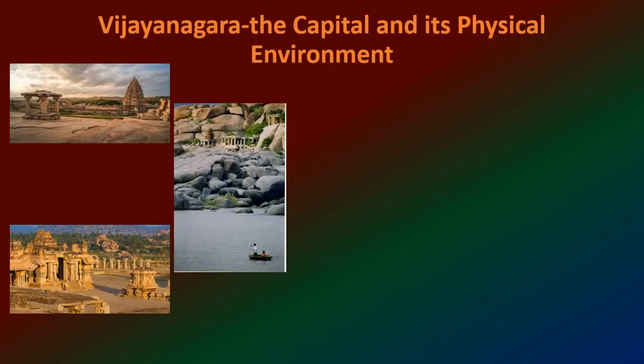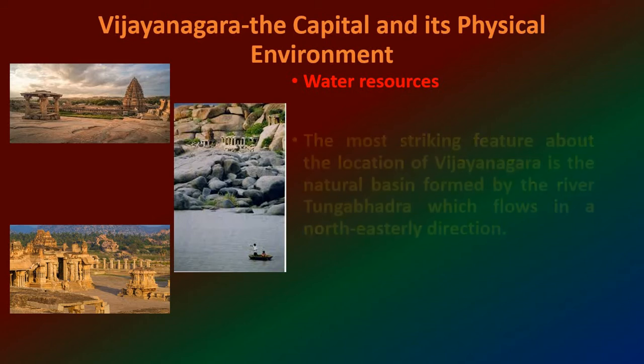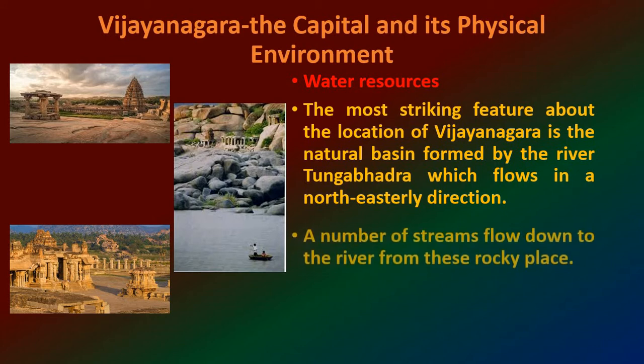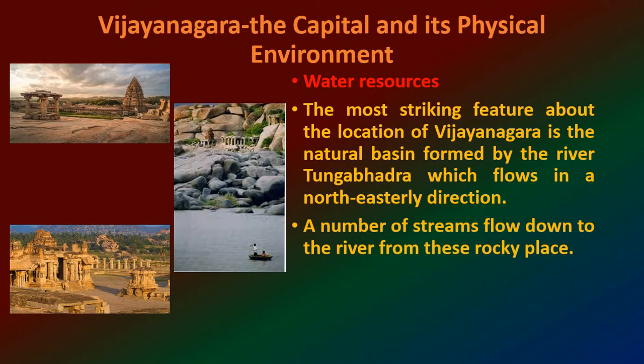First, Vijayanagara, the capital and its physical environment. Water resources. The most striking feature about the location of Vijayanagara is the natural basin formed by the river Tungabhadra, which flows in a northeasterly direction. A number of streams flow down to the river from this rocky place.